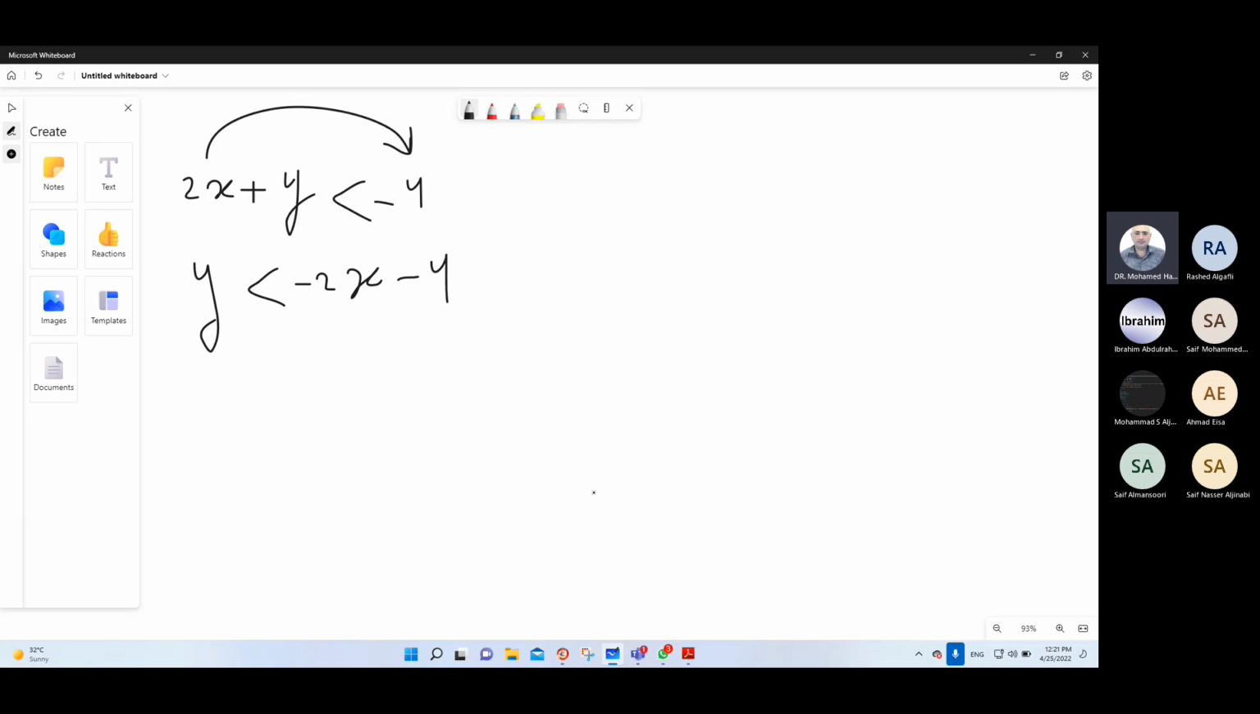Then we want to graph this inequality. Why do we write it in this form? Because we want to treat the inequality as y equal, since it will be a straight line. And as you remember from the previous term, the equation of a linear is y equals mx plus b. So we want this form: y equal, or y less than, or y greater than.